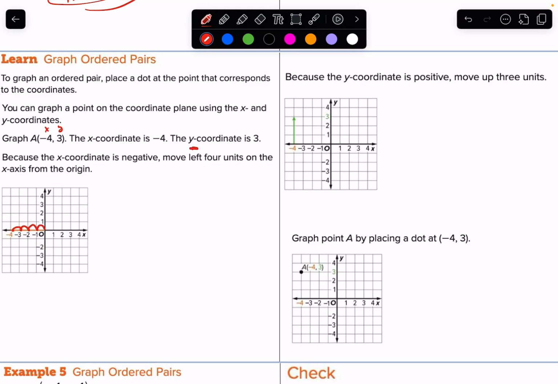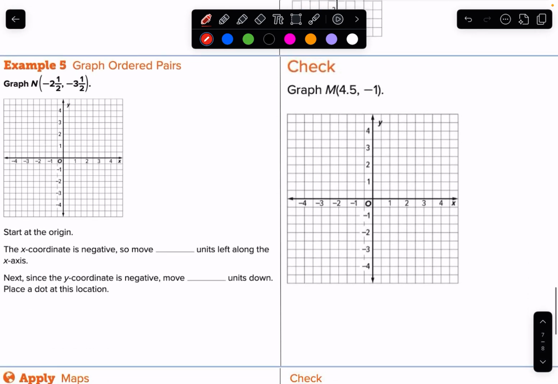1, 2, 3, 4. Scales back to 1. And then from that point, do your y part, which is 1, 2, 3 up. So we put our dot, it's a capital A, and it's always best to put the coordinate down where you think it goes. Okay. So graphing ordered pairs.